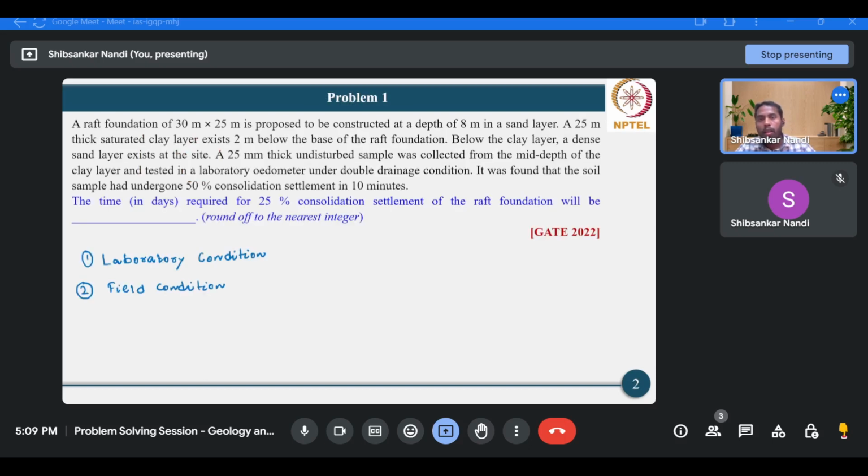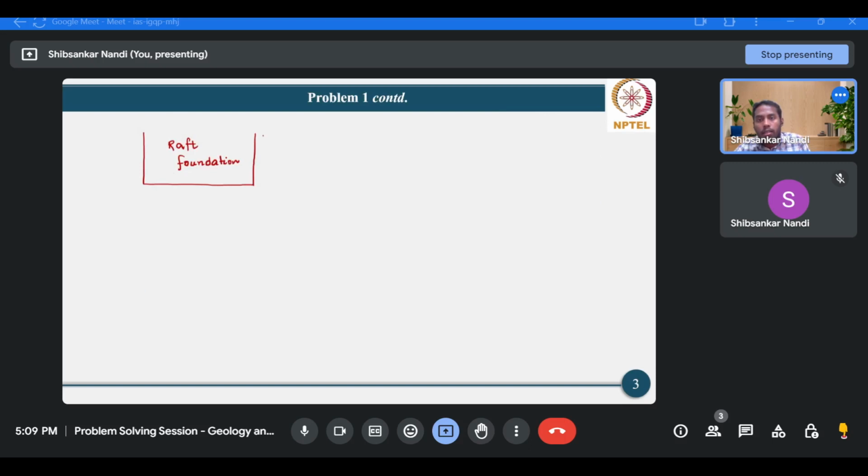Now this foundation is proposed to be constructed at a depth of 8 meter in a sand layer. If this is the ground surface, then this is known as the depth of foundation. So this is your 8 meter, and the soil is sand.